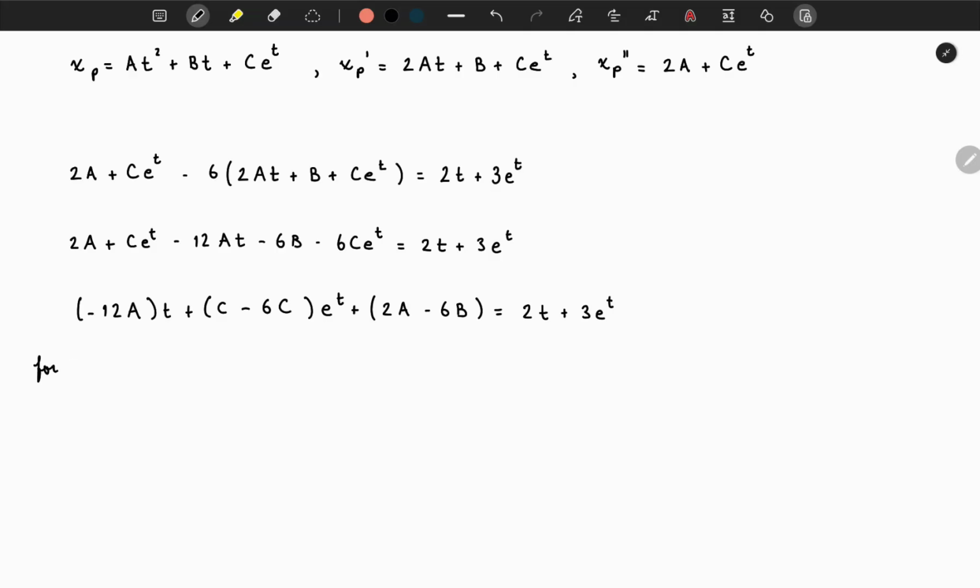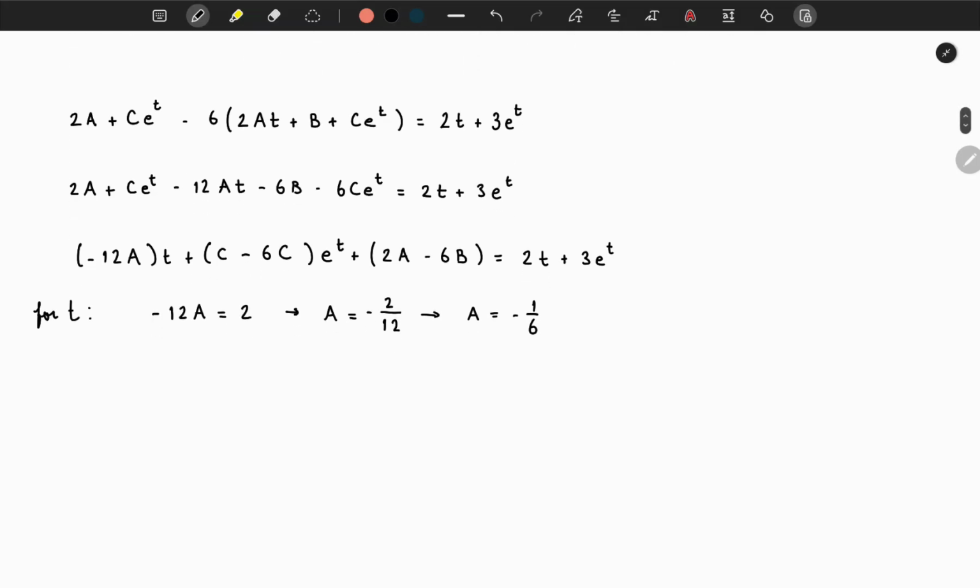Okay, let's write for t. Negative 12a is equal to 2t, or well, just 2. And then we can solve for a. A is going to be equal to 2 divided by, or no, sorry, 2 multiplied by, and we know that this can simplify to give us negative 1 over 6. So that's our constant a.